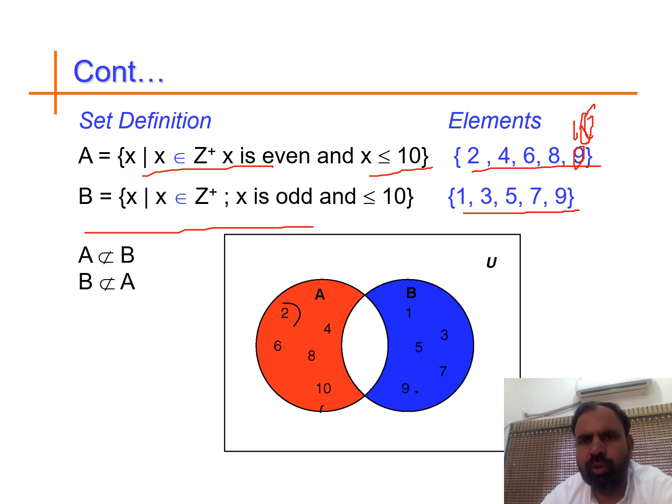So there is no element in these two sets which is common. We can write this is A and this is B, so the common region is empty. You can write A is not a subset of B and B is not a subset of A.